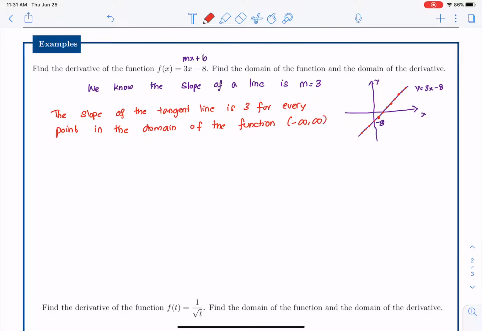which is negative infinity to infinity. So, in other words, the derivative is 3 for every point in negative infinity to infinity. That is the domain of the derivative also. Now, how do we verify this?